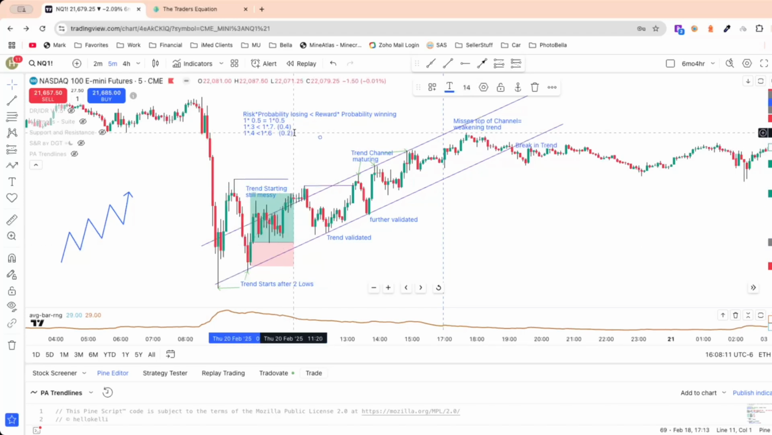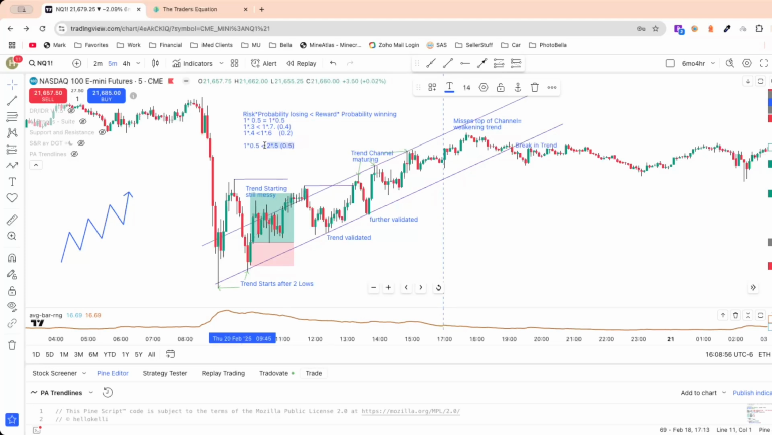So let's look at this equation using a 1 to 2 risk to reward. If I have a 1 for the risk times, let's just say my probability is 50-50, is that less than a reward of 2 times a probability of 0.5? That ends up being a difference of 0.5.